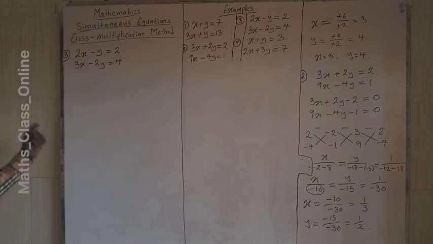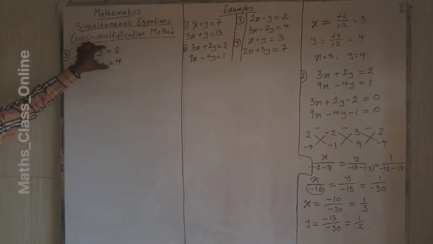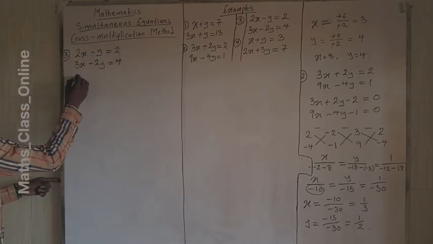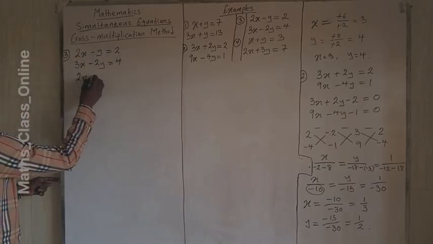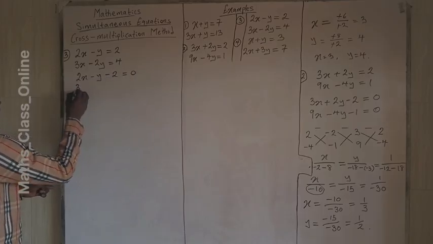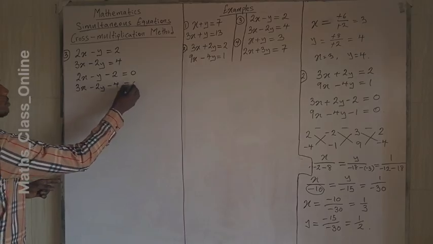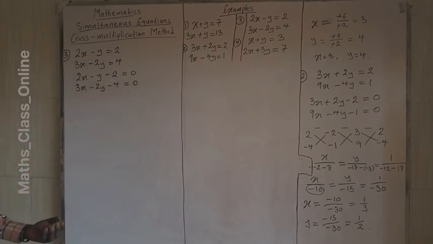What we have here is 2x minus y equals to 2, 3x minus 2y equals to 4. What is the first thing to do? Bring the constant to the other side of this equation. So we have 2x minus y minus 2 equals to 0. 3x minus 2y minus 4 equals to 0. The next thing is the arrangement.